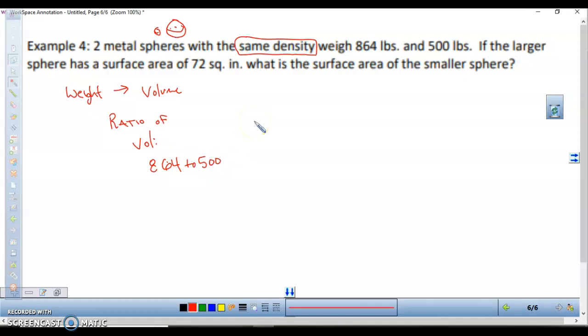All right, let's simplify this. Let's divide them both by 4 and see where that gets us. That's 216. And then 500 divided by 4 is 125. Now, I know that those are perfect cubes. You may not remember that, but check it out when I plug this into my similarity ratio.